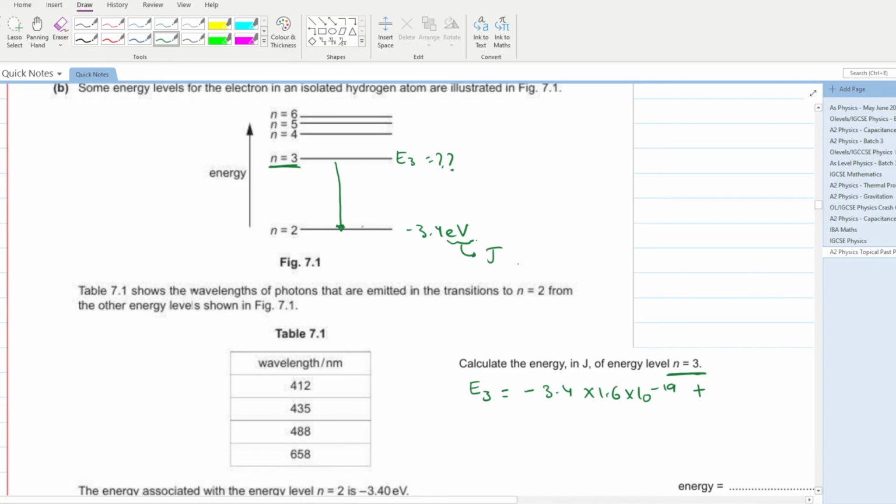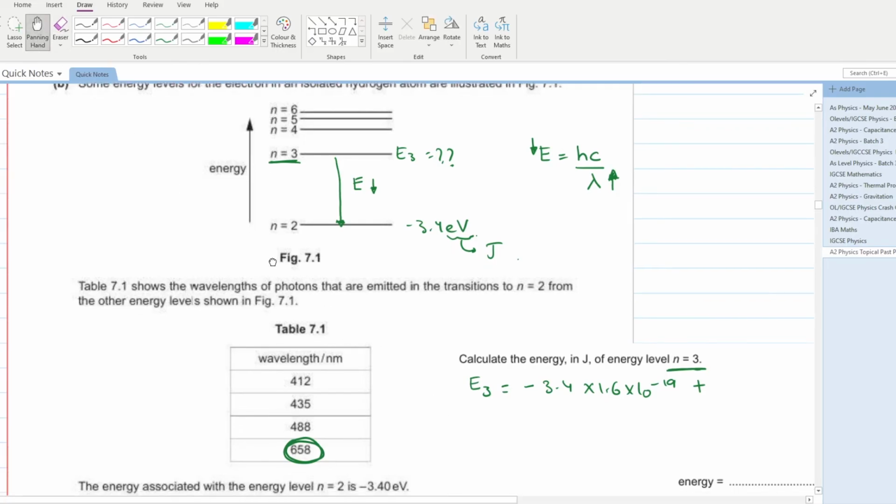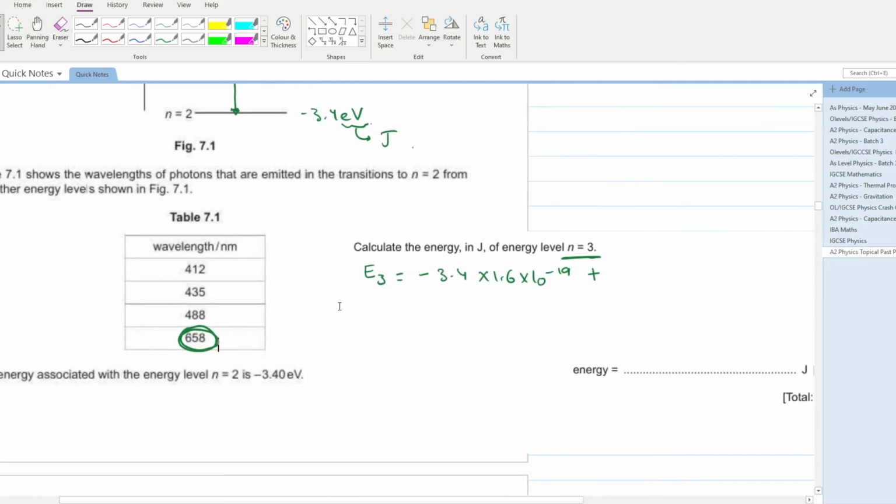Now, here is one more question for you guys. The energy difference when you go from n equals 3 to 2 is the lowest. If I write the formula of energy, energy equals hc by lambda. If your energy difference from 3 to 2 is the lowest compared to all the other energy levels, your lambda will be the highest. So which wavelength will you use here? 658. You will use a wavelength equal to 658. So let's use that and add up the energy here.